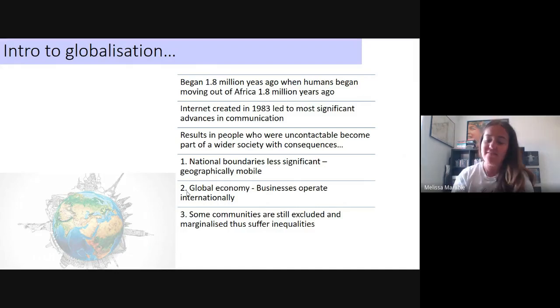But if we're getting 5G installed in certain parts of the world, and then you have other parts of the world who do not have access to clean water, we've got a huge problem here between rich and poor. A huge, huge issue. This is all to do with globalisation.